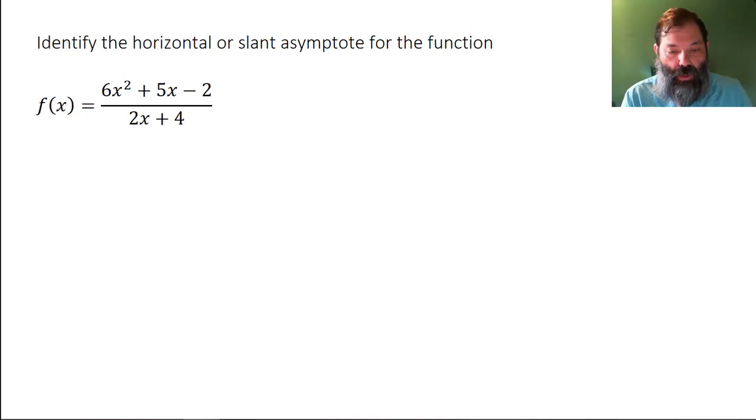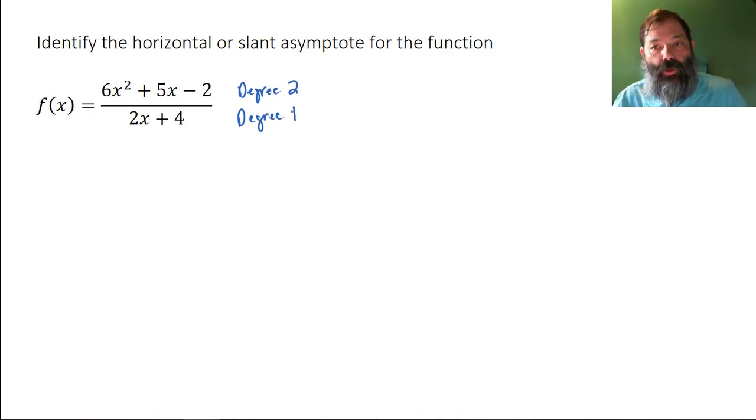Here I see a degree 2 polynomial in the numerator and a degree 1 polynomial in the denominator. So since the degree of the numerator is greater than the degree of the denominator, we will not have a horizontal asymptote. And since 2 is exactly 1 more than 1, we get a slant asymptote.